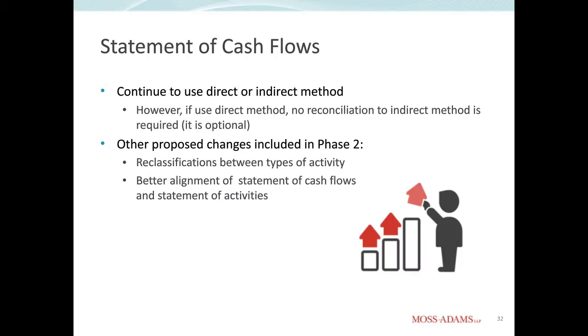Okay, the last change to talk about relating to the new reporting standard relates to the statement of cash flows. For organizations that use the direct method, they're no longer required to show the reconciliation to indirect. This is optional, but is not required any longer. And then as Tammy had mentioned toward the beginning of our webcast, the FASB is still working on phase 2, and there's a couple statement of cash flow topics that are included in that phase 2. So we're going to talk a little bit about that on our next slide.